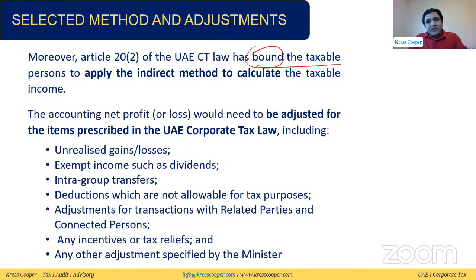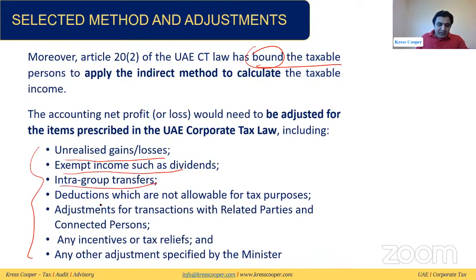So what type of adjustments? These are the various types of adjustments given in the law. These adjustments include unrealized gain or loss adjustment. We will discuss all these adjustments in our next lecture. For the time being, I'm moving forward because our core discussion is not about the adjustments. Our core discussion is how to map the accounting profit into the taxable profit and which method we need to apply. Exempt income needs to be adjusted.